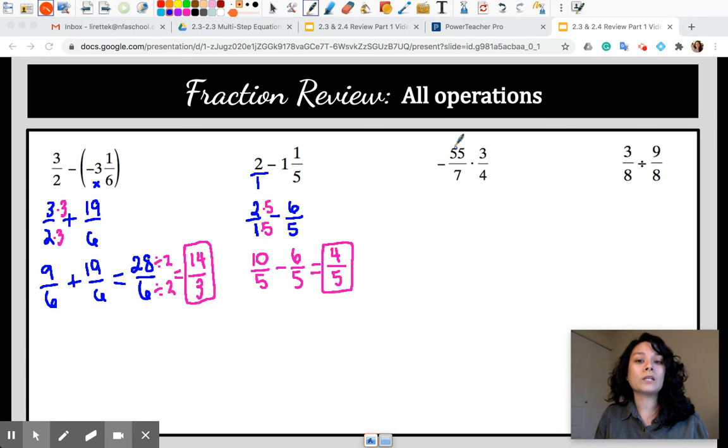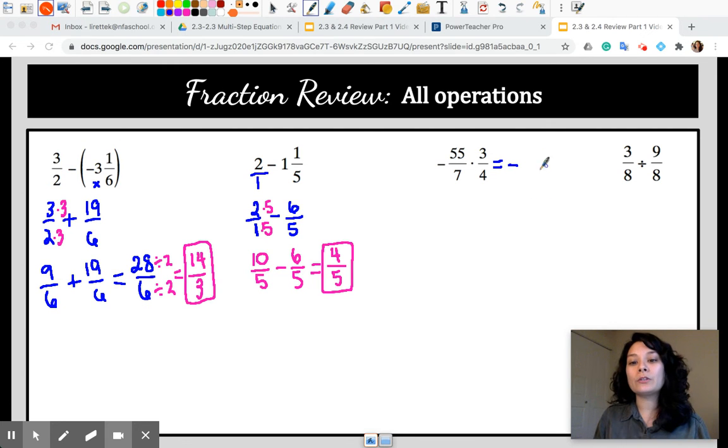So I can't cross-reduce anything with 55. Then I'm looking at the 3 and asking myself, can that reduce with 7 or with 4? And the answer is no. It can't reduce with 7 and it can't reduce with 4. So there's nothing to cross-reduce here. So all I do is I multiply the tops. Don't forget, this first fraction's negative and the second one's positive.